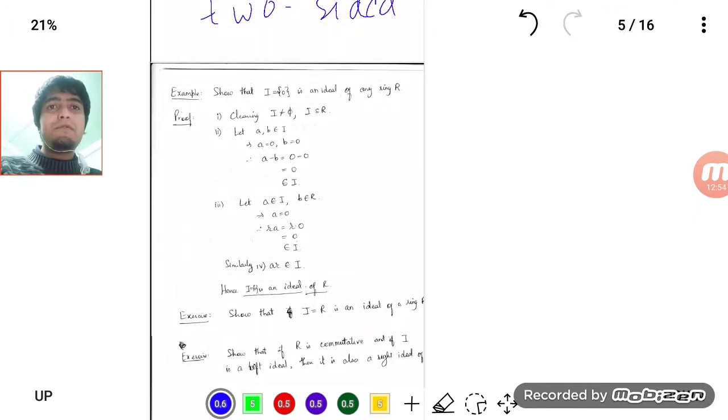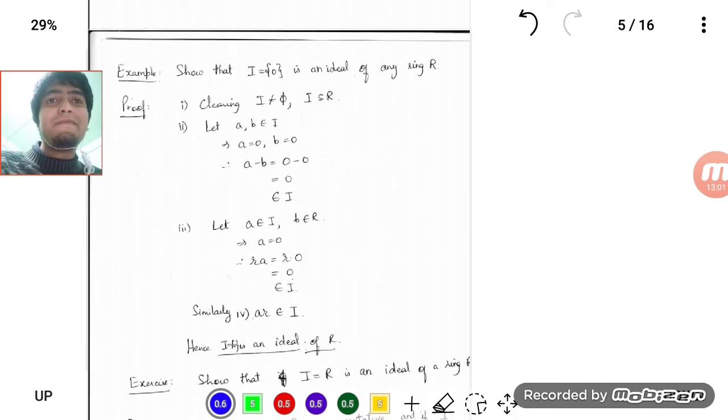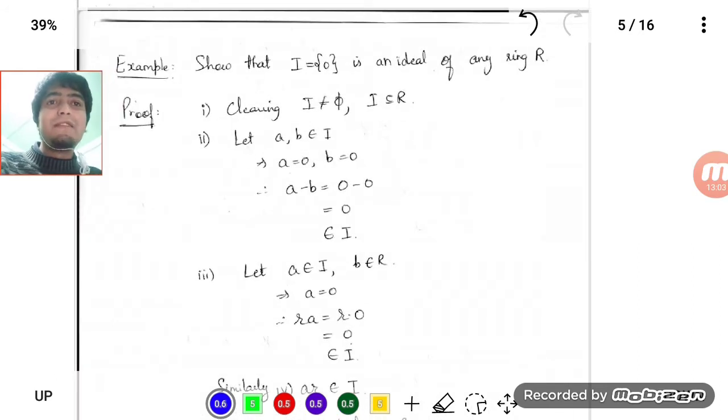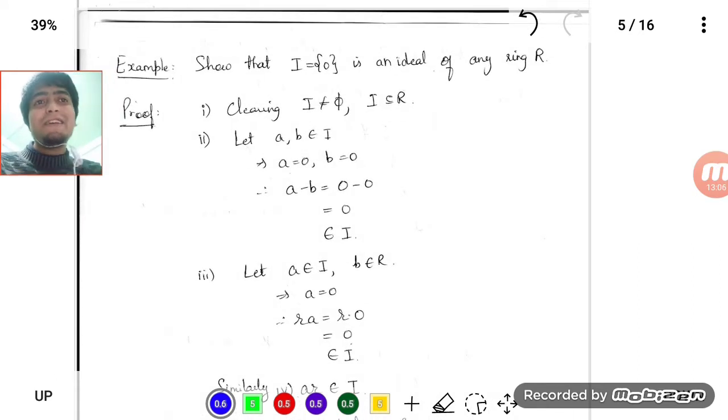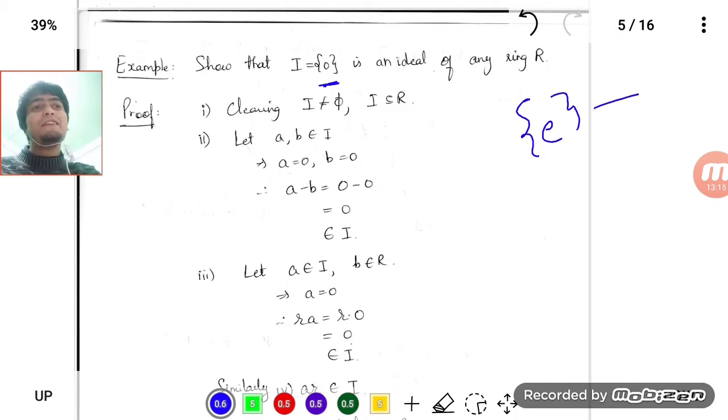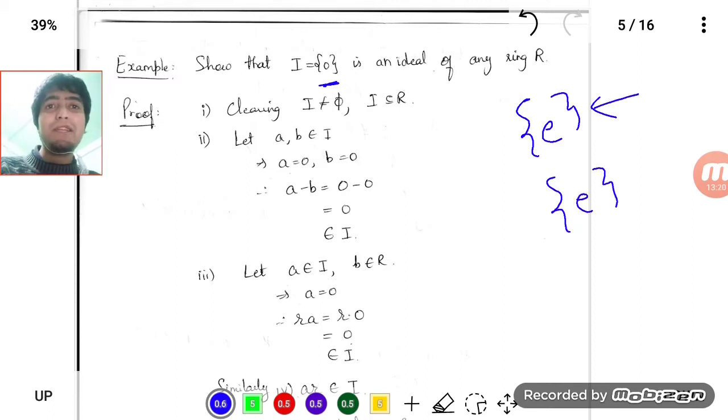Okay, so let us see some examples. I equal to 0 is an ideal of any ring R. Prove it. It is a subring. If you take only the 0 element, it will be a subring, but it will also turn out to be an ideal. Just like in the case of e, remember? e is a subgroup. It will also be a normal subgroup if you take only the element e. Similarly, if you take only the element 0, it will be a subring and also an ideal.